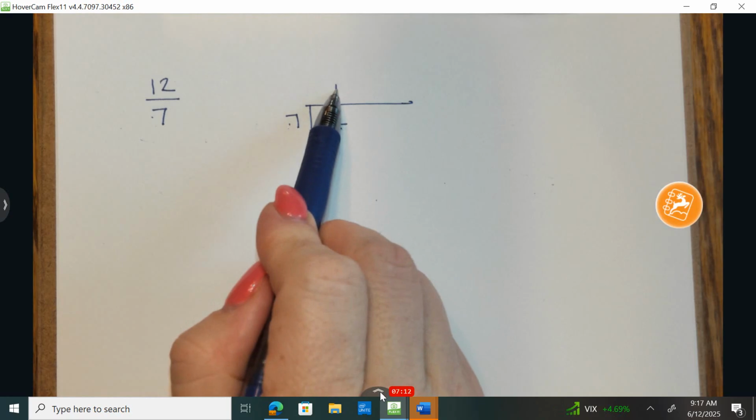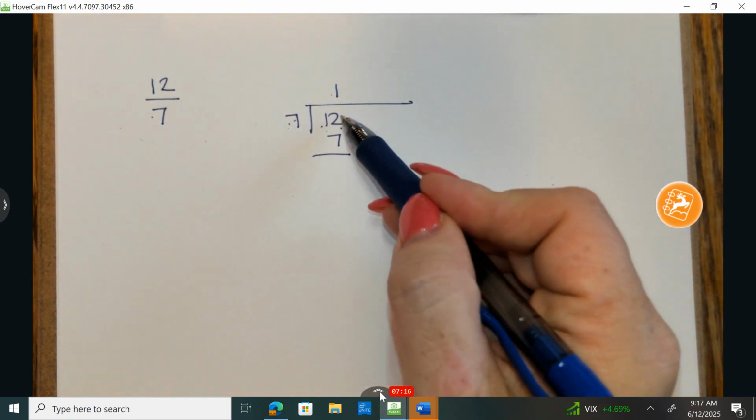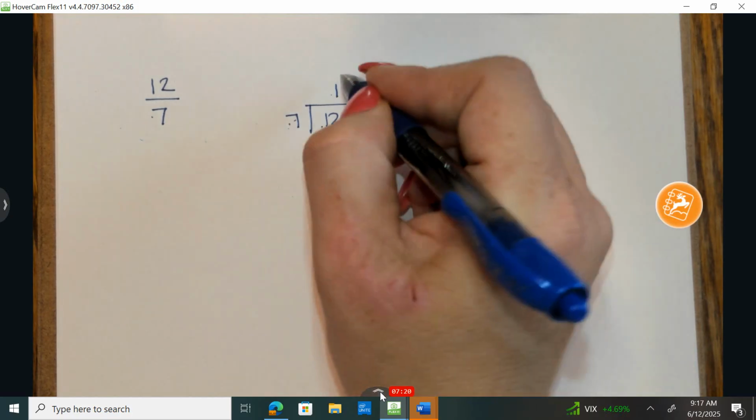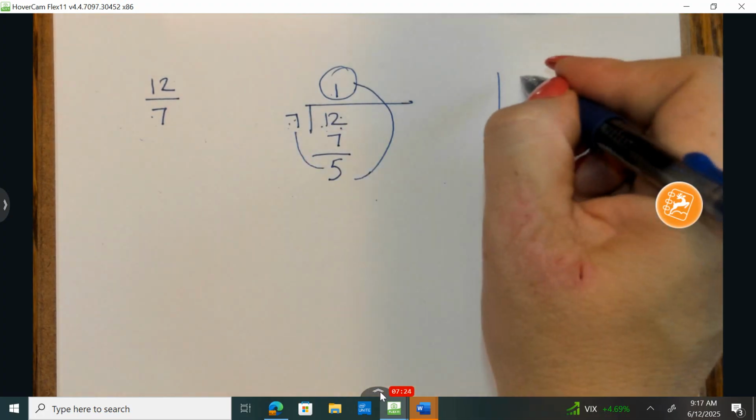First step is choose the value. Second step is to multiply. And now we're going to subtract. 12 subtract 7 is 5. This is my whole portion, and then this is the fraction or the partial.